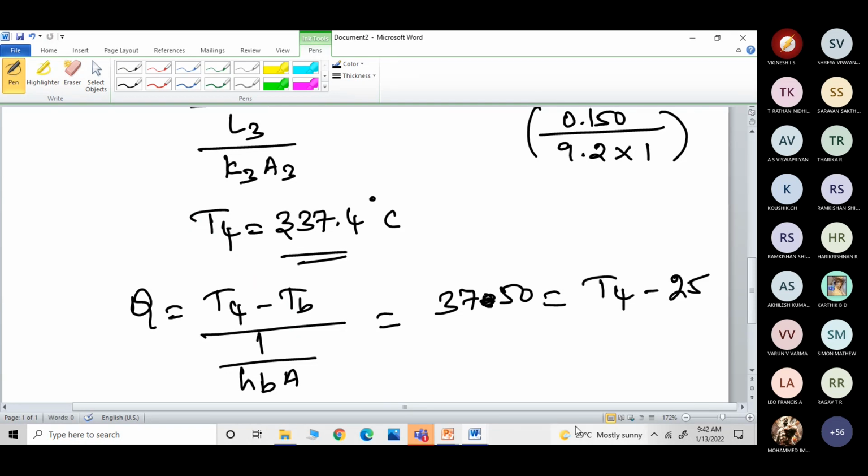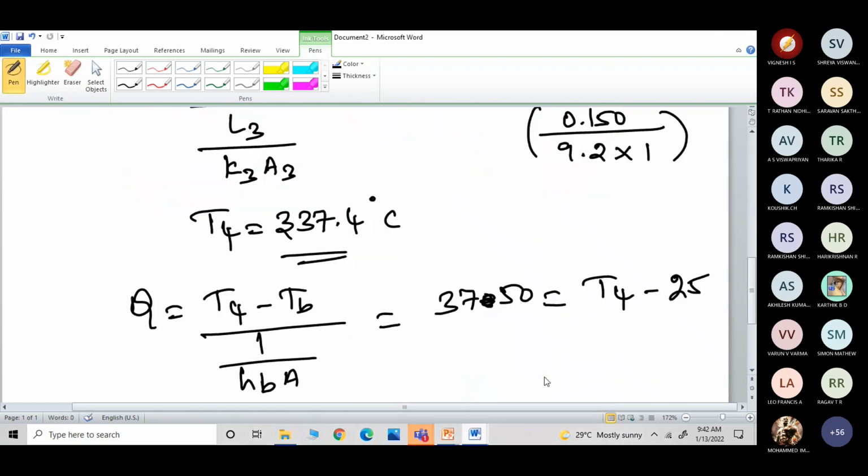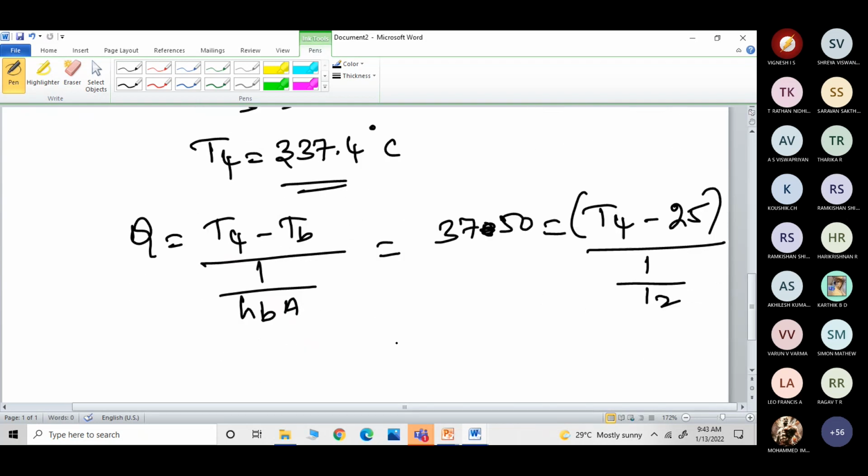What is the outer temperature given? 25 degrees, and HB is 12. T4 minus 25 divided by 1 by 12. When you substitute this also, you will be getting the same answer. One of you please check it and tell me whether T4 is the same, 337. Yes, sir, it is the same. Okay, very good. So like this, you have to solve the problem.